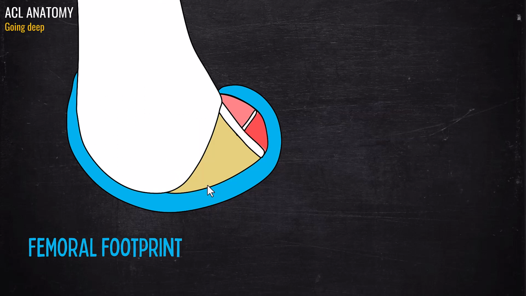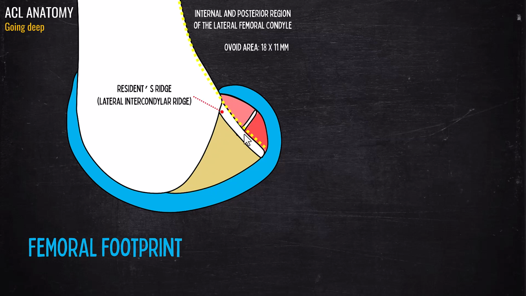So now I'm going to talk a little bit more about the femoral footprint. The femoral footprint of the ACL is located at the internal and posterior region of the lateral femoral condyle. It's an ovoid area, and its anterior boundary is the lateral intercondylar ridge, or the resident's ridge, and it's divided by the lateral bifurcate ridge. Okay, so this superior and anterior portion here with the knee in extension, that's the area of the anteromedial bundle footprint, and this region right here in the posterior and inferior portion of the femoral footprint, that's the area of the posterolateral bundle footprint.